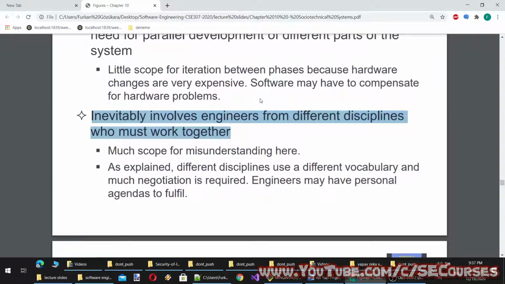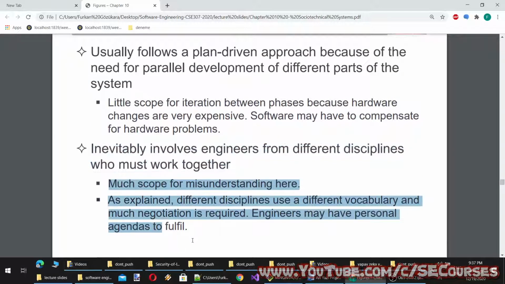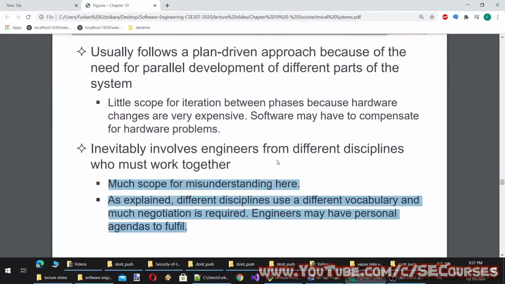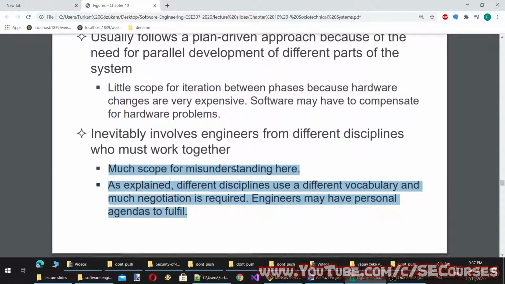It inevitably involves engineers from different disciplines who must work together. There is much scope for misunderstanding here. As explained, different disciplines use a different vocabulary and much negotiation is required. Engineers may have personal agendas to fulfill.